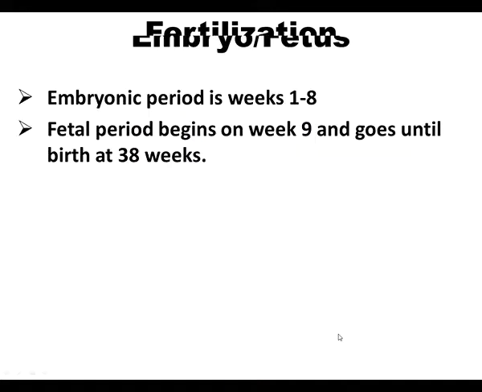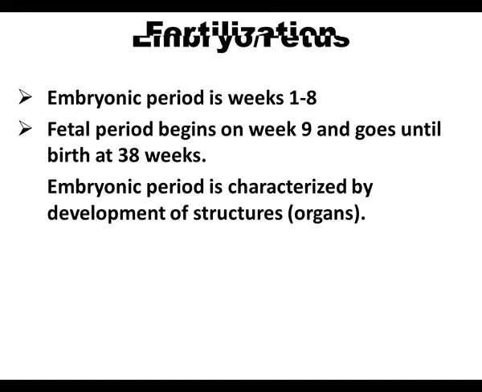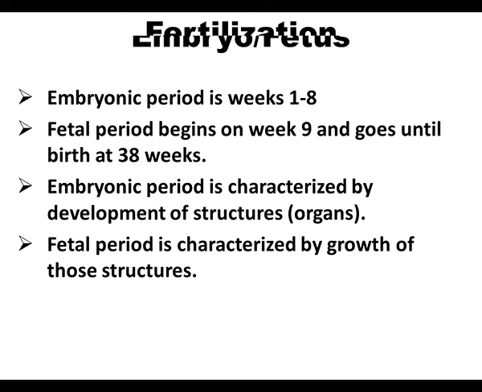Embryo and fetus. The embryonic period is from week 1 to week 8, while the fetal period begins on week 9 and goes until birth at week 38. The embryonic period is characterized by development of structures or organs. The fetal period is characterized by the growth of those structures.